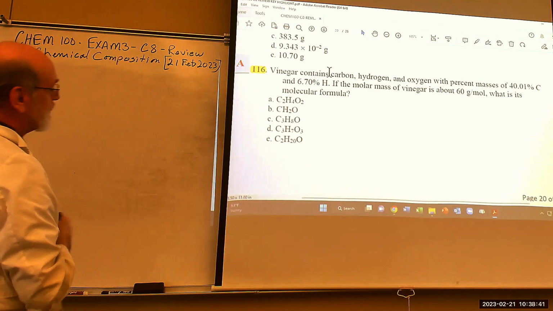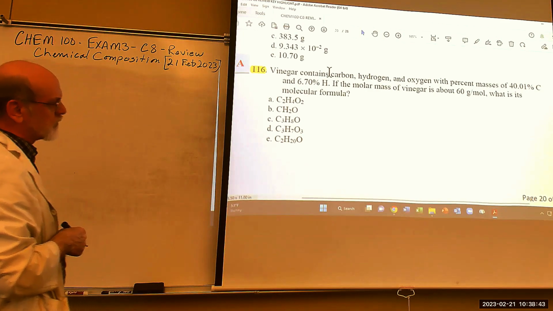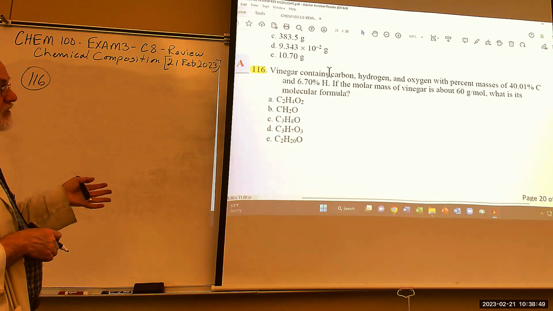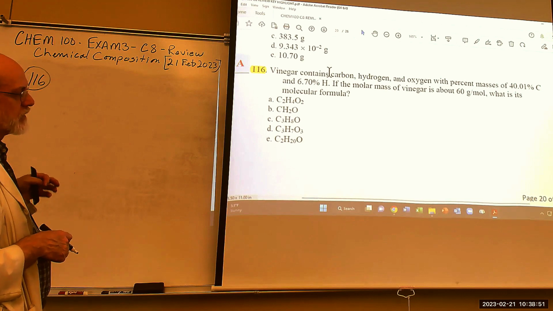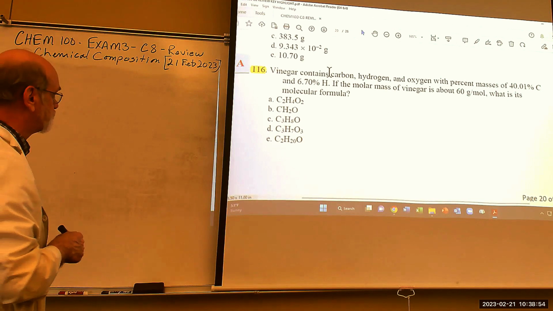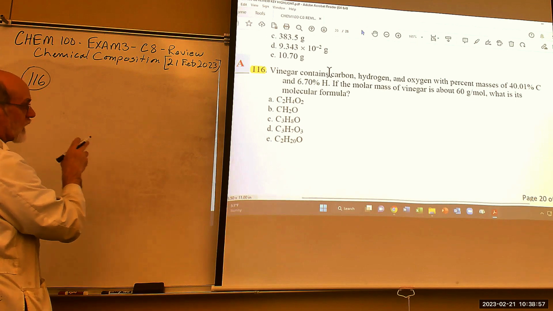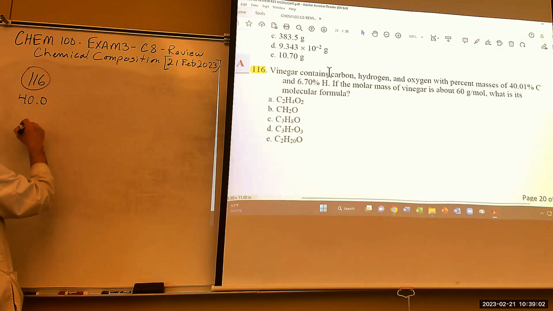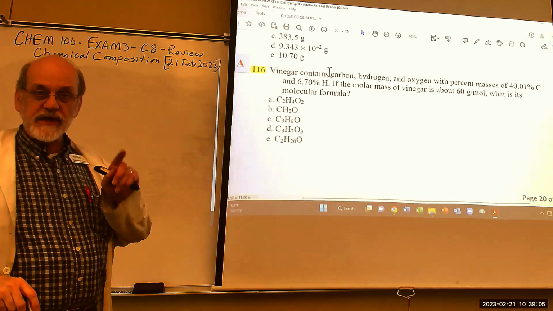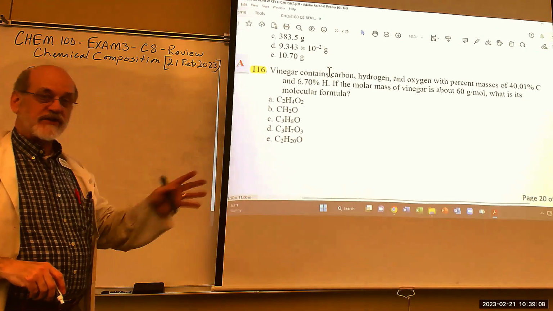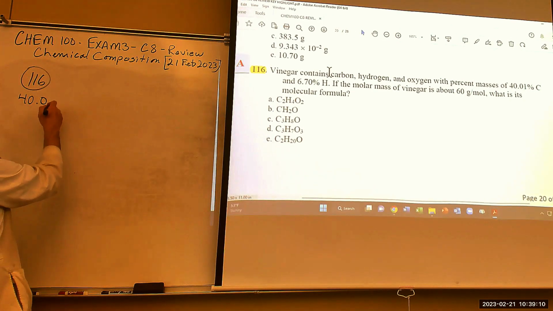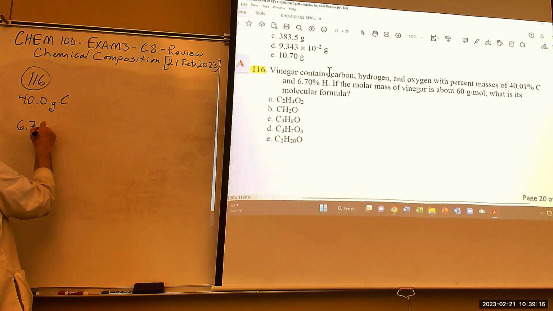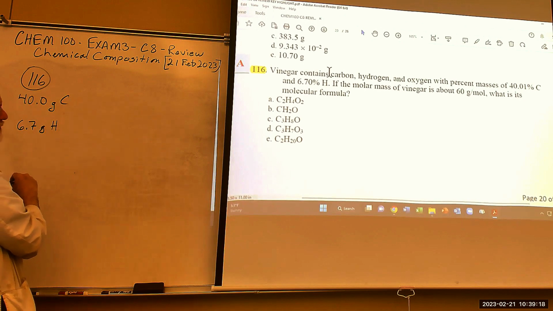Let's see. Vinegar contains carbon, hydrogen, and oxygen with percent masses of 40 for carbon, 6.7 for hydrogen, and the rest is oxygen. If the molar mass of vinegar is 60 grams per mole, what's its molecular formula? All right. So we're given 40% carbon. So I'm going to skip a step. I'm going to go ahead and change it to grams. A 100 gram sample means that many grams of carbon and this many grams of hydrogen. So how many grams of oxygen are there?